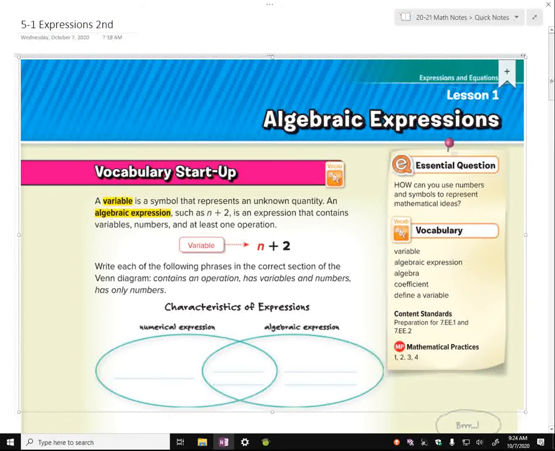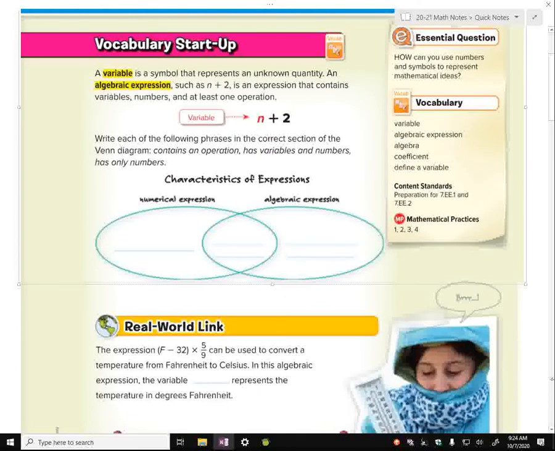So, vocabulary setup. A variable is a symbol that represents an unknown quantity. So it's something that varies, hence the word variable. We don't know what it is, but it can represent other things. An algebraic expression, such as n plus 2, is an expression that contains variables, numbers, and at least one operation. An operation is multiplication, division, subtraction, an exponent, that sort of thing.